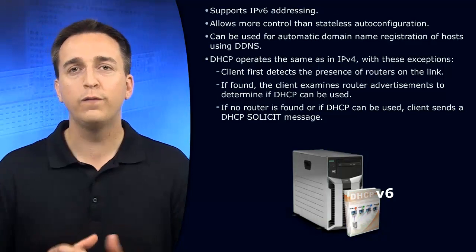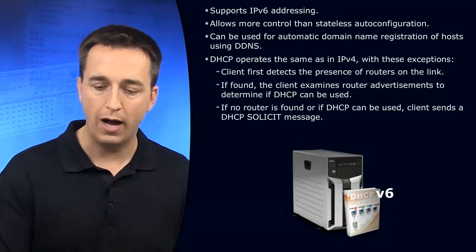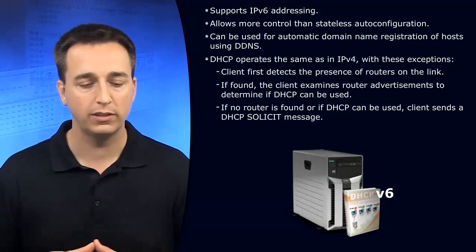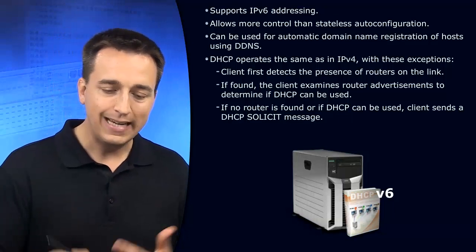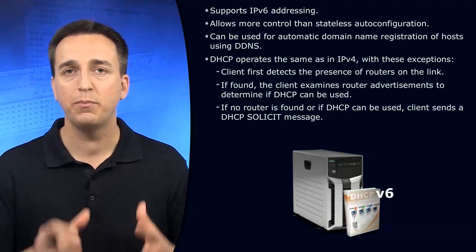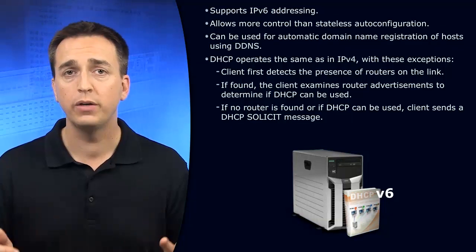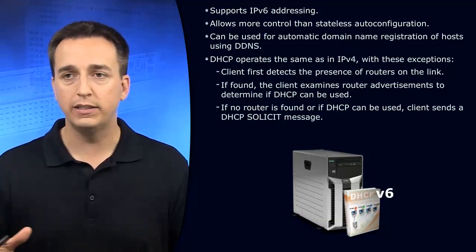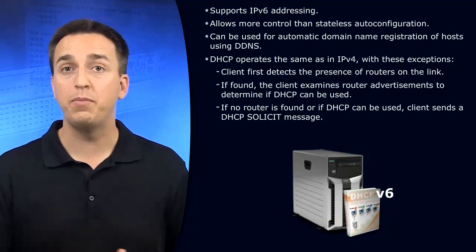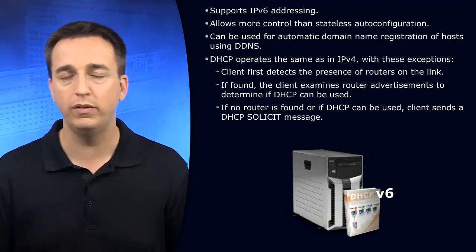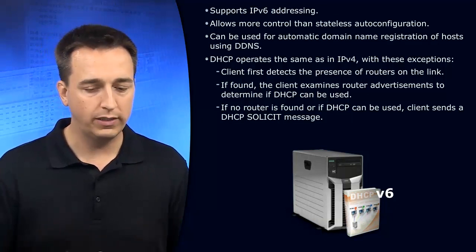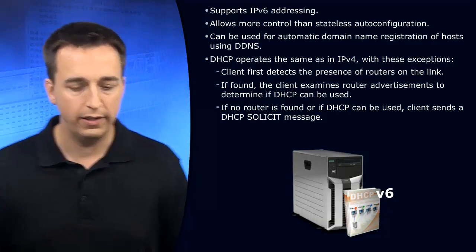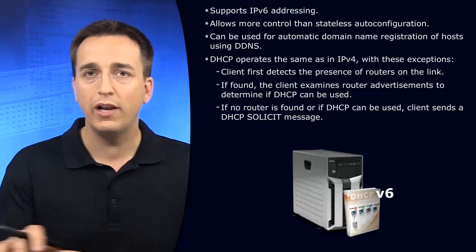So if we go to the far end of the spectrum of options we have for IP address assignment with IPv6, we can utilize DHCPv6. So set up a server that's going to be utilized just like we had with IPv4, so like a DHCPv4 server. We get much more control than we have with stateless auto configuration. But we have to understand here how the client operates.